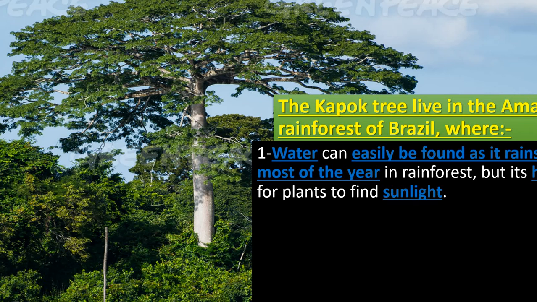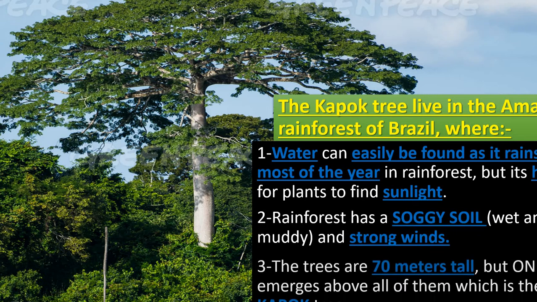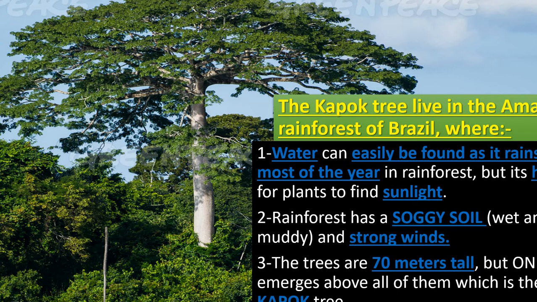Okay, so here there is a lack of something. In the case of the acacia tree, there is a lack of water, but here there is a lack of sunlight. Rainforests have soggy soil, which means soil that has extra water. Because of the wet and muddy soil, they also have strong wind.